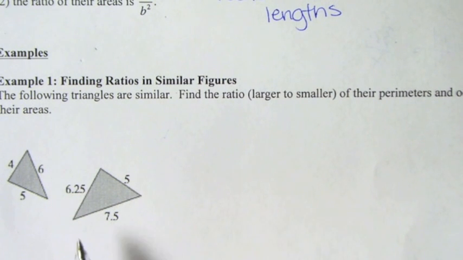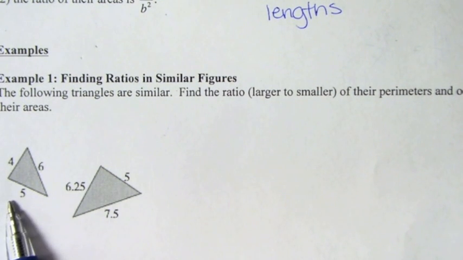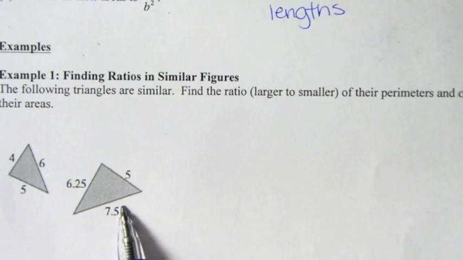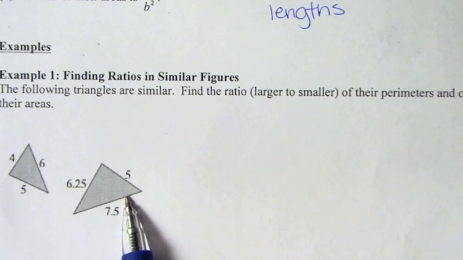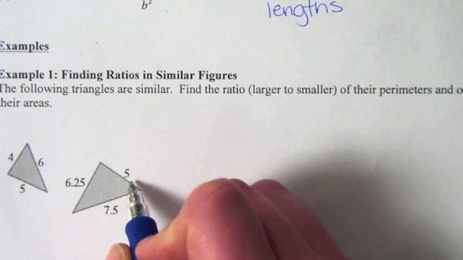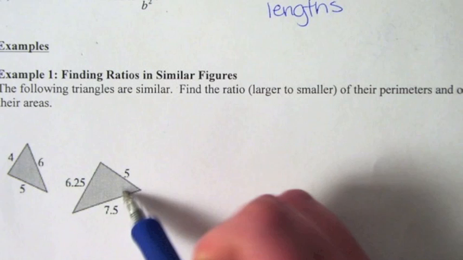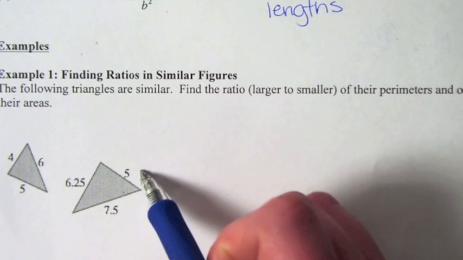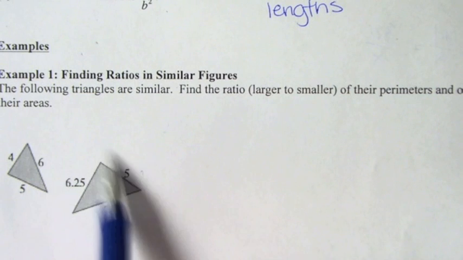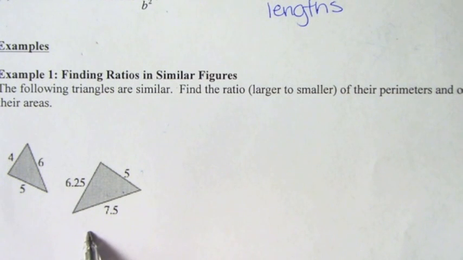All right, so because we want to go larger to smaller, all we're going to do for perimeters is take corresponding side lengths. Now, make sure that when you're doing your ratios, you do corresponding sides. Just because the triangles are not facing the same direction now, you have to make sure you get the right corresponding side.